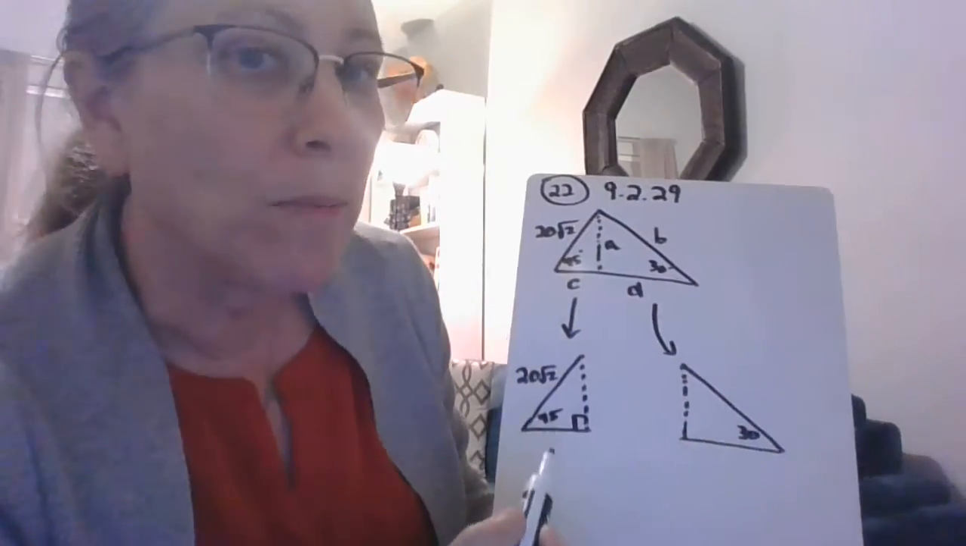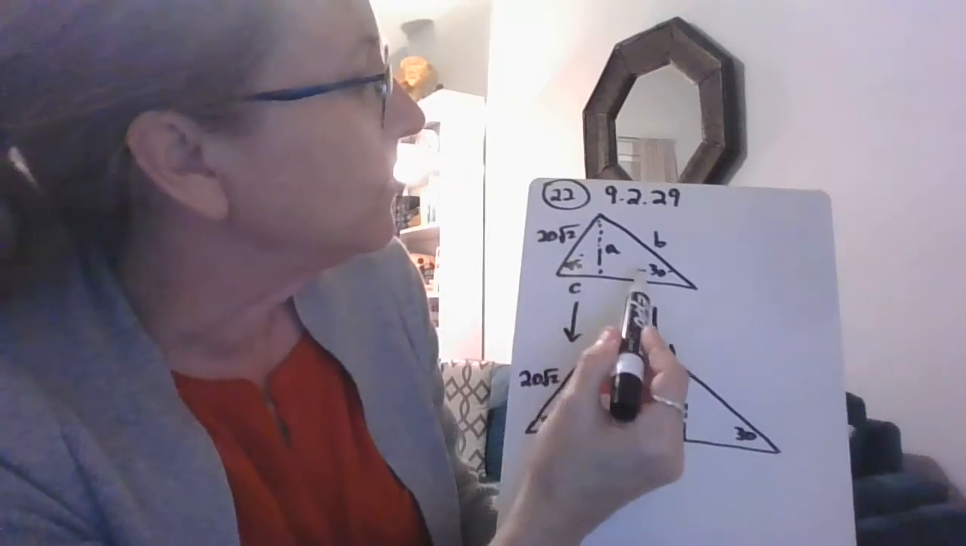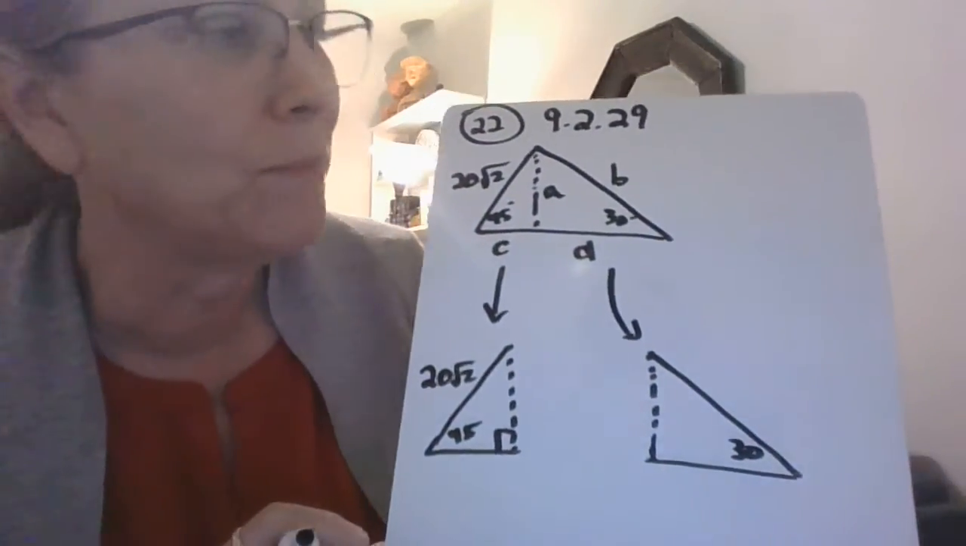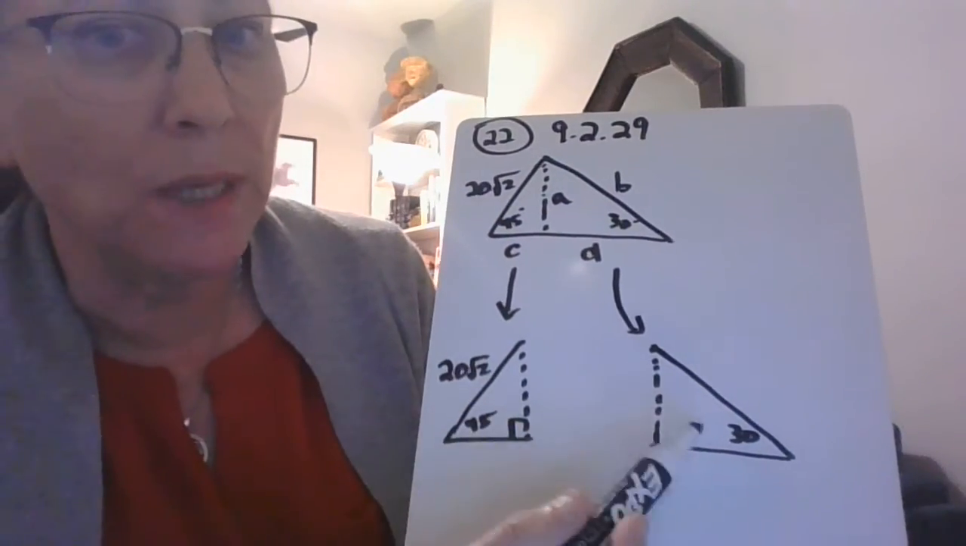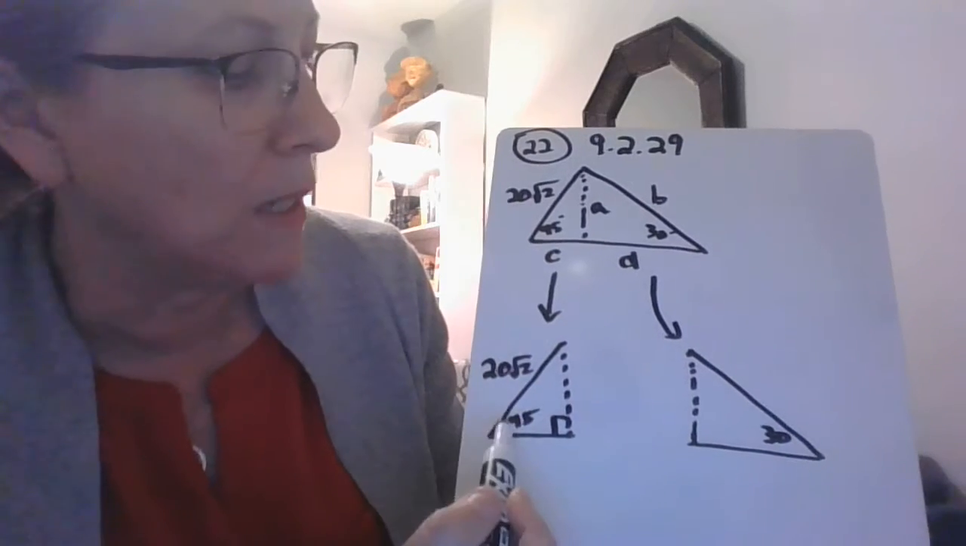Now, the first problem has got a 45-45-90 triangle on the left side and a 30-60-90 triangle on the right side. Hopefully everybody can see that. What I did is I split them into two separate triangles. First, I'm going to start with the 45-45-90.